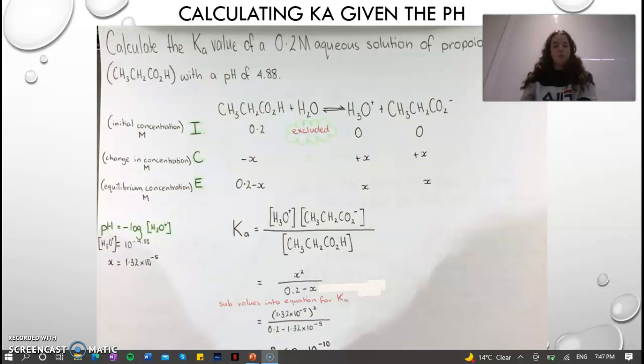Then you write out the Ka expression, which is shown here, and then you calculate using what you know, which is that the hydronium is going to increase, and the pH is already given, so then you can calculate the x value, which is the hydronium concentration. Sub all the values into your equation, which is right here, and it gives you a value of 8.69 times 10 to the negative 10.